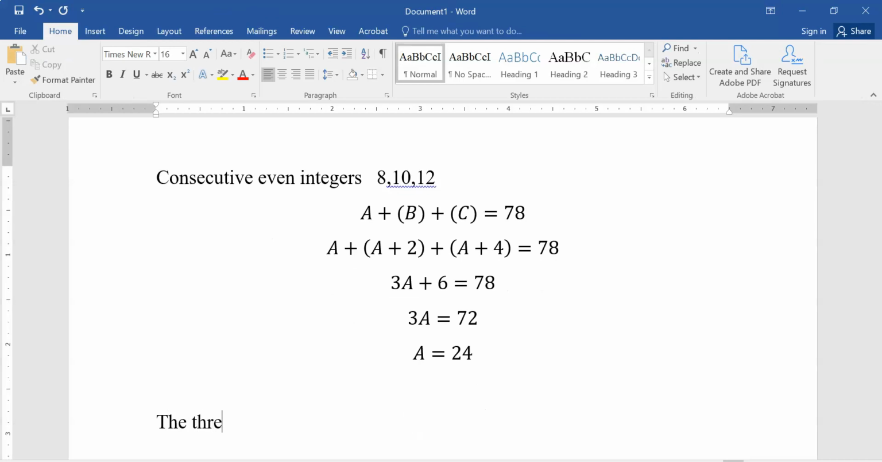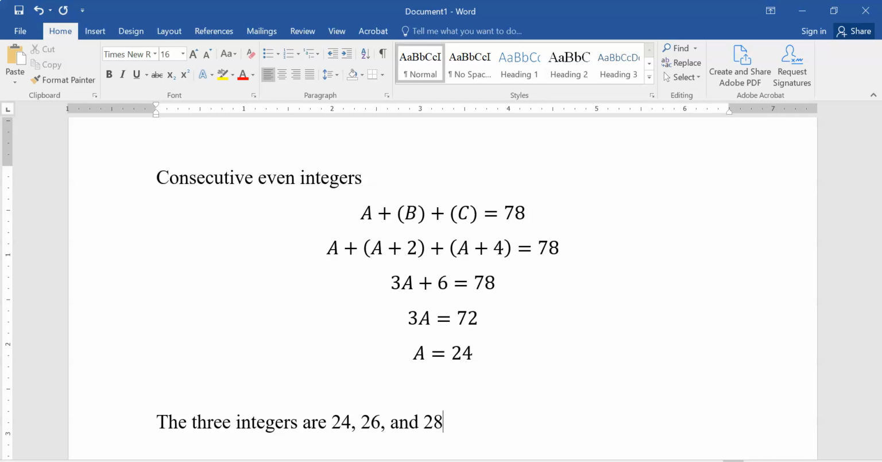So the three integers are obviously not 8, 9, and 10. That was just an example. But the smallest one is 24. The next even integer beyond that is 26, and the next even integer beyond that is 28. By the way, you can double check your work by just adding 24 plus 26 plus 28 and seeing that they do add up to 78.